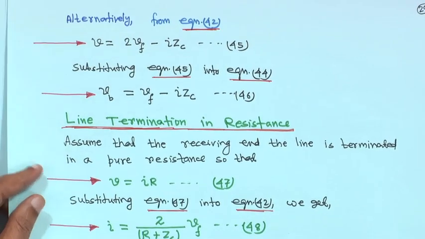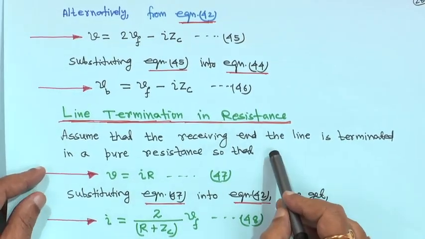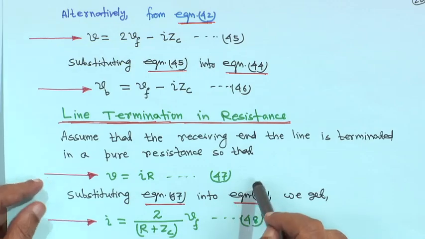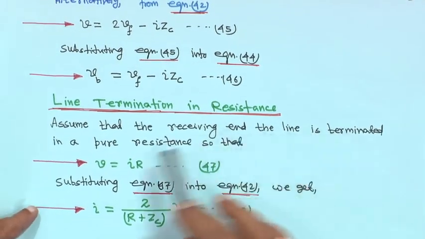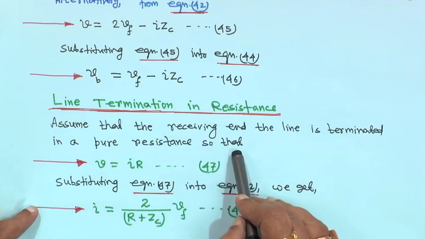Now, next is line termination in resistance. It is not open circuited now. Assume that the receiving end of the line is terminated in a pure resistance.